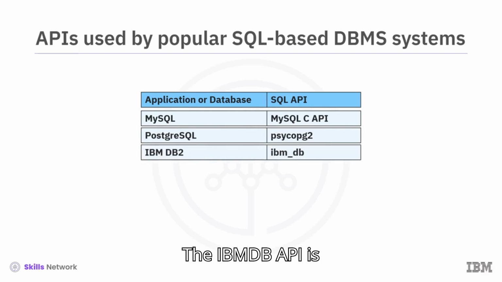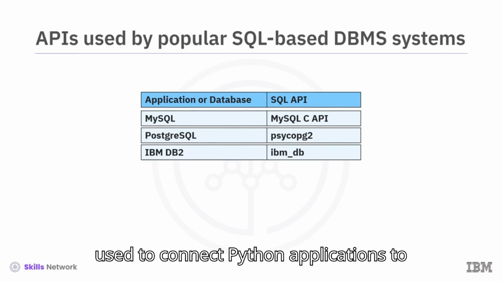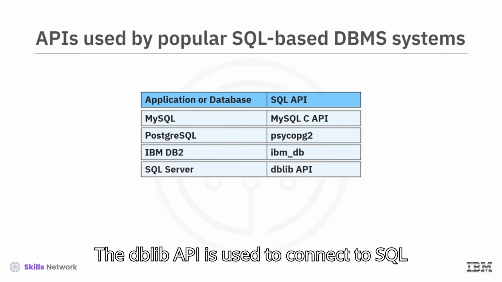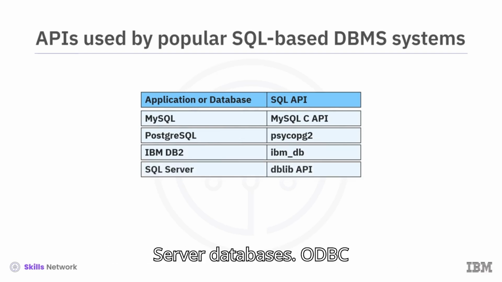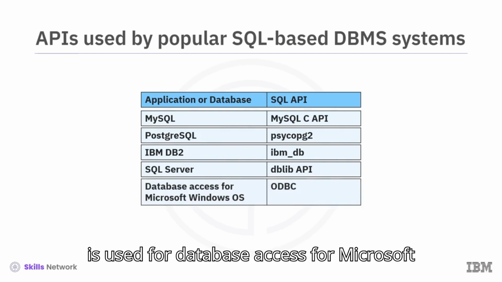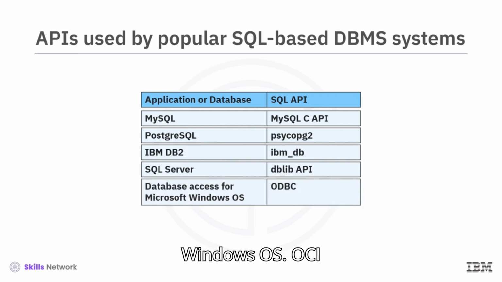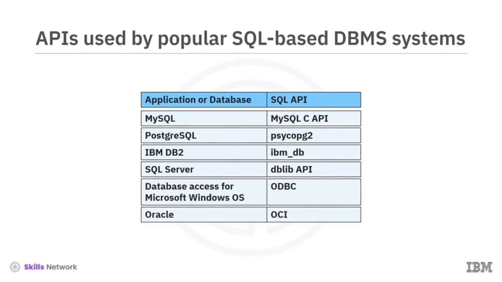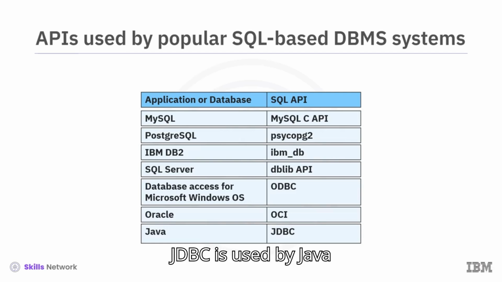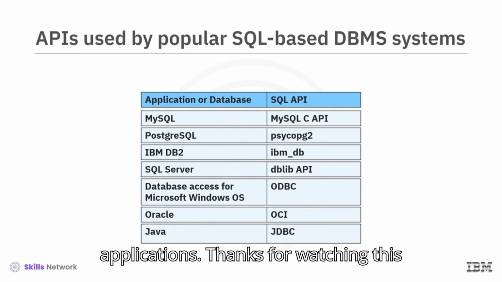The IBM_DB API is used to connect Python applications to IBM DB2 databases. The DBlib API is used to connect to SQL Server databases. ODBC is used for database access for Microsoft Windows OS. OCI is used by Oracle databases. And finally, JDBC is used by Java applications.